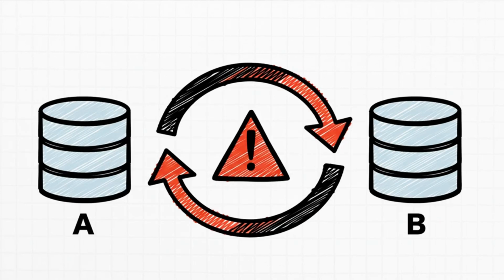Now, the second risk is a little sneakier. It's called recursion. Imagine a trigger on table A makes an update to table B. Okay, fine. But what if table B has its own trigger that, when it fires, makes an update back to table A? You see the problem? You've just created an infinite loop that can grind your entire database to a halt. This is why careful, deliberate design is so important.